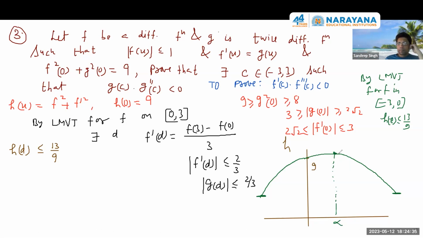That means there exists an alpha from -3 to 3 where 100% its derivative must vanish, because it is a point of maximum. Is that clear?